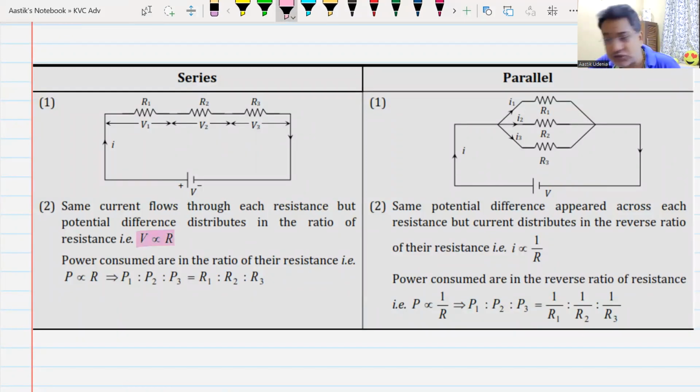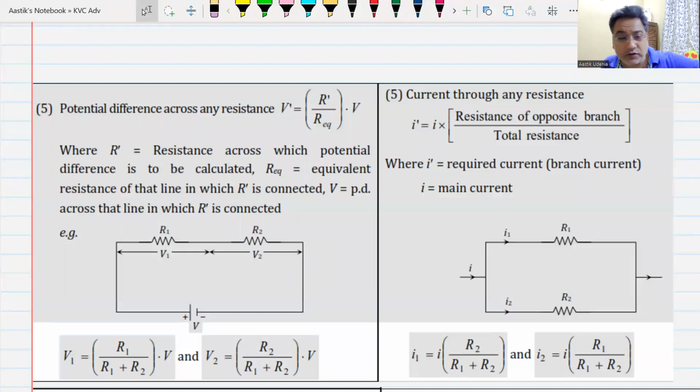Voltage divides in direct ratio of their resistances, and current divides in inverse ratio of their resistances. So if current is getting divided into two parallel branches, I1 will be equal to I into R2 divided by R1 plus R2, and I2 will be equal to I into R1 divided by R1 plus R2. Whereas V1 will be equal to R1 into V divided by R1 plus R2. Do we understand this? Yes, sir. We remember this. Current divides in inverse ratio of resistances, and voltage divides in direct ratio of resistances. In capacitance it is reversed.